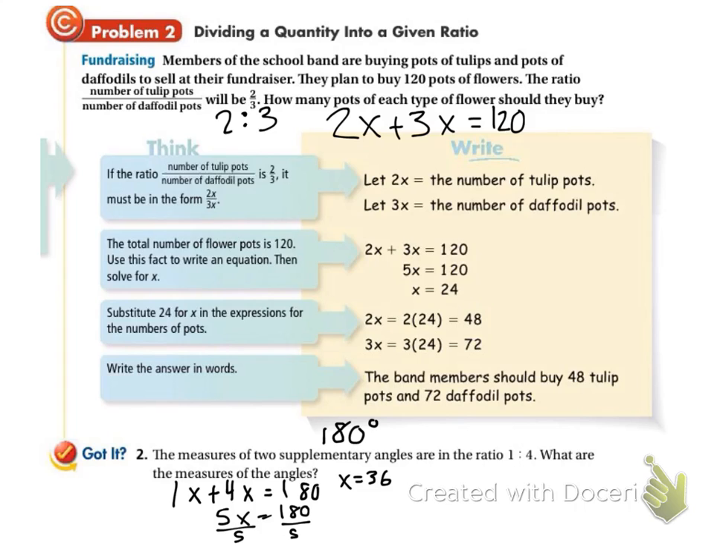So that's not my final answer. We want to know what are the measures of both angles. So I'm going to plug them in. I'm going to do 1 times 36, which is just 36 degrees. And then I'm going to do 4 times 36, which gives me 144 degrees. And you can double check, and they do in fact add to 180.